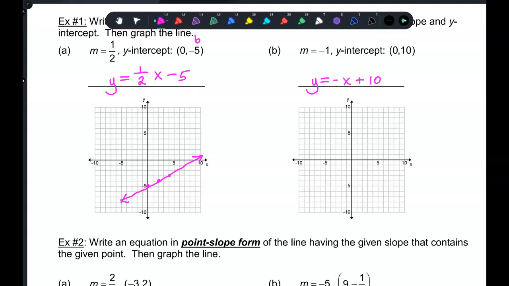We're going to start at positive 10 on the y-axis. Now, if the slope is negative 1, I'm going to put that over a positive 1, and so I'm going to go down 1 to the right 1. You could also go up and to the left. I just don't have room, so that's why I'm going to go this direction.